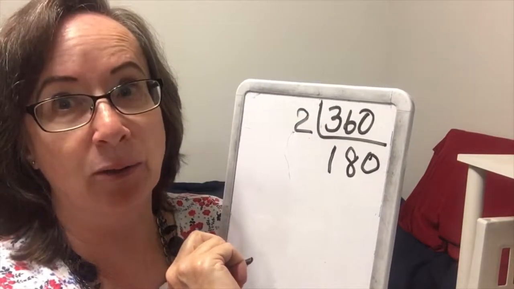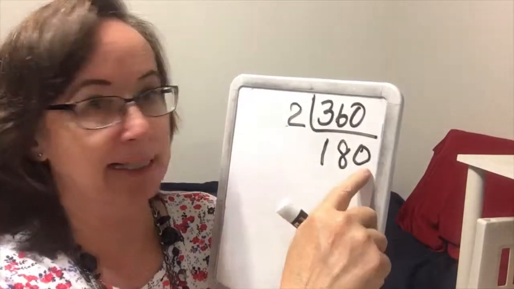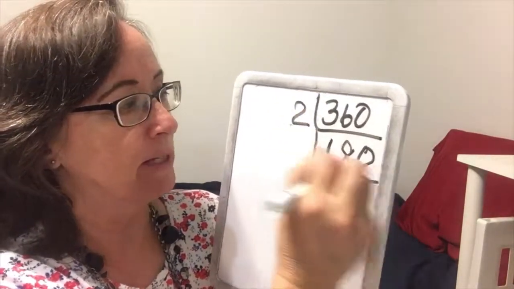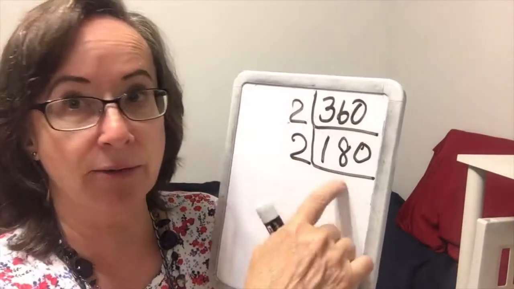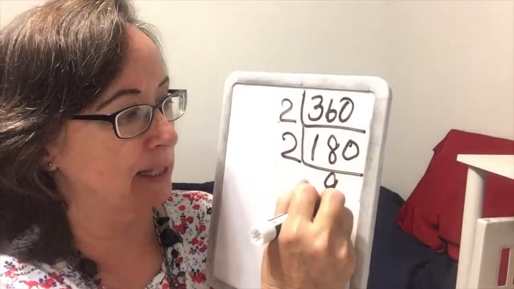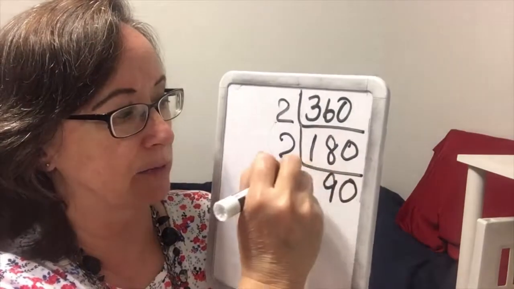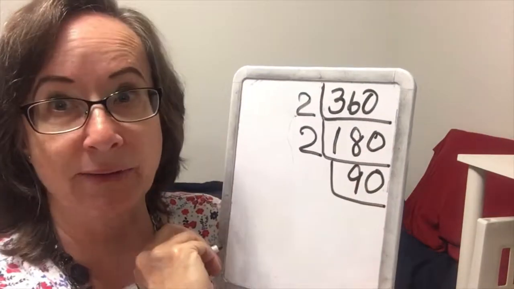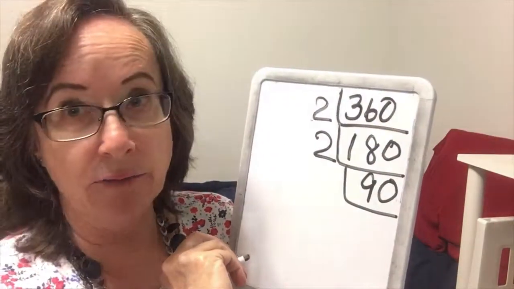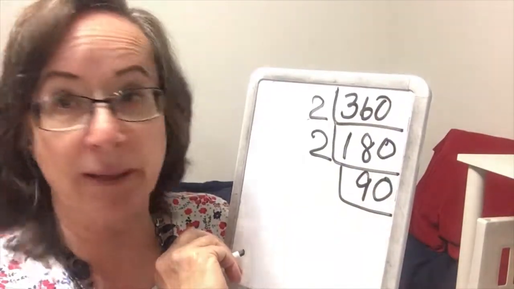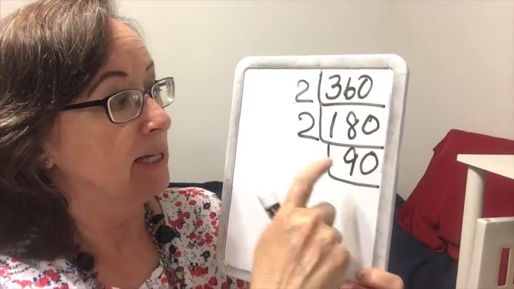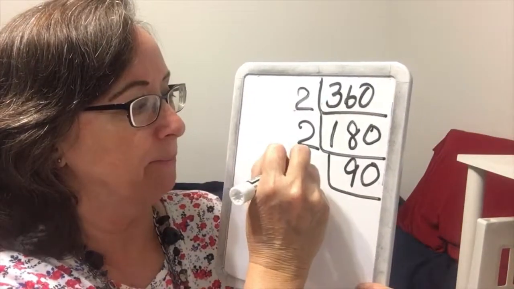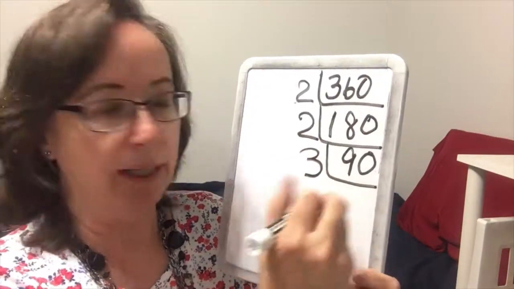Now I'm going to divide by 2 again because I still have an even number. And when I do, 2 goes into 18 9 times, and then we have a 0. So we bring down our 0 and we have a 90. Well, 2 still goes into 90, but so does 3. And 3 is a prime number, so I'm going to use 3 this time. So 3 goes into 90 30 times.